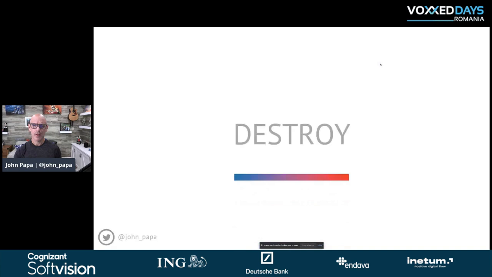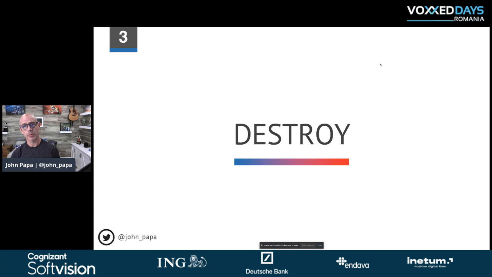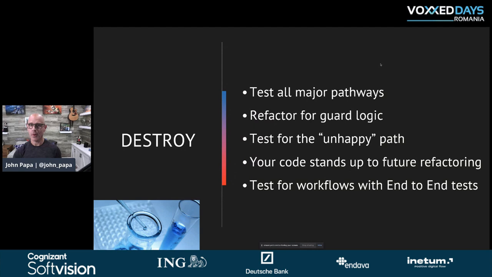Okay, so now we get to the third D. So far we have design and develop. The third D is destroy. And I like this D. Destroy means that we must make sure that the thing we have is resilient, that it can stand up to what it's supposed to do. So how do you make sure? Well, you have to destroy it. Destroying it is testing. Yes.